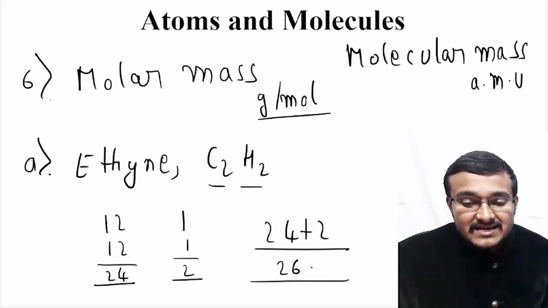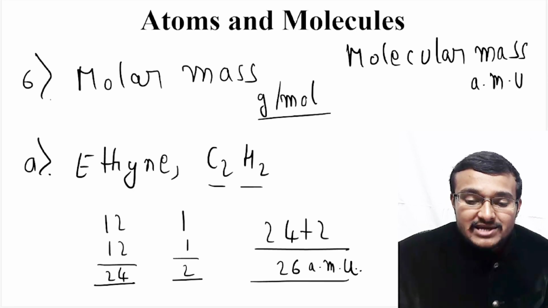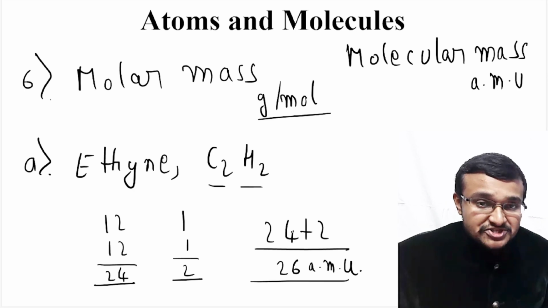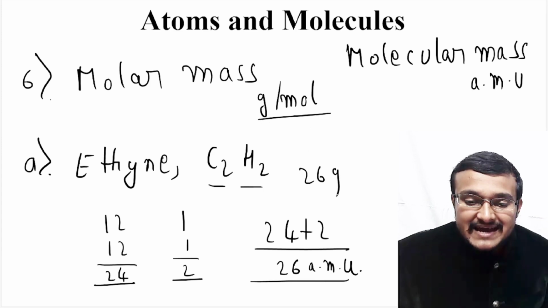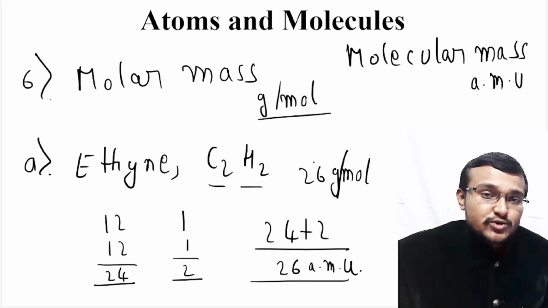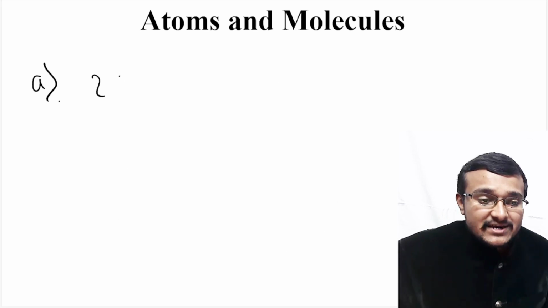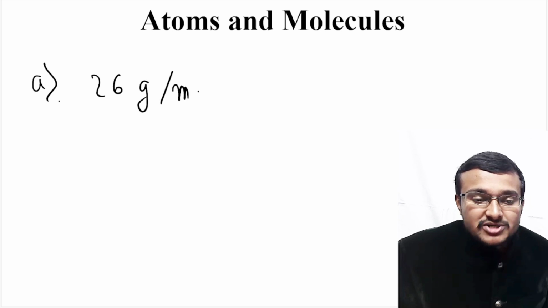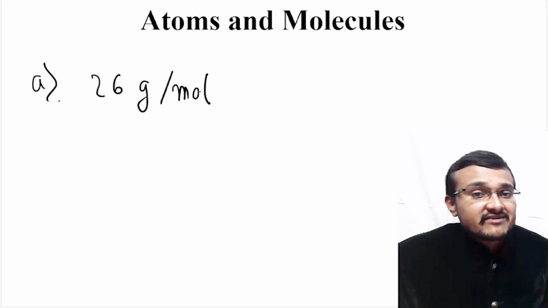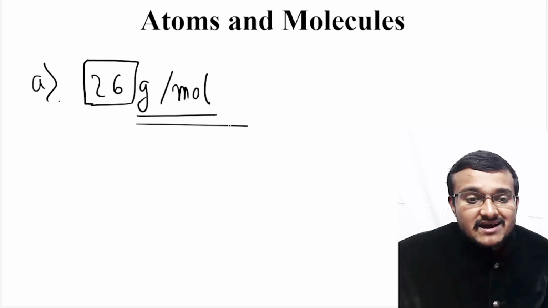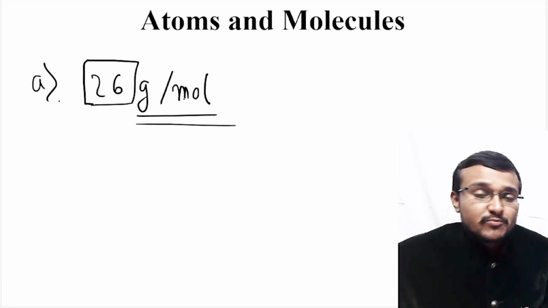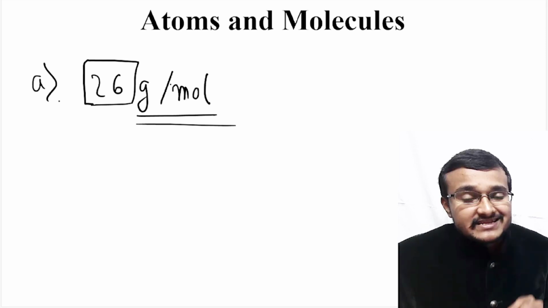So 26 AMU will be the molecular mass of this C2H2, or if you express this as molar mass, then 26 gram per mole is the answer for this C2H2. So the answer for question A will be 26 gram per mole, because here they have not asked molecular mass, they have asked molar mass. So the unit of molar mass is gram per mole. The same atomic mass unit you can express as gram per mole. So 26 gram per mole is the answer for this particular ethane molecule.